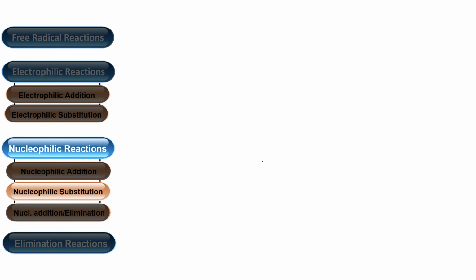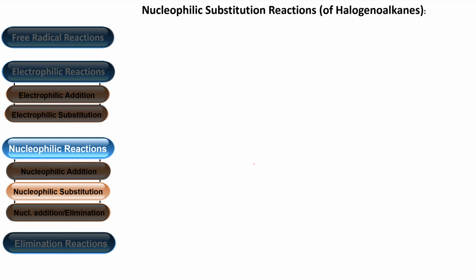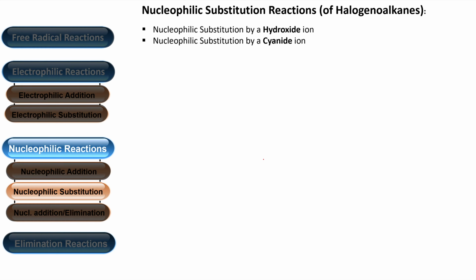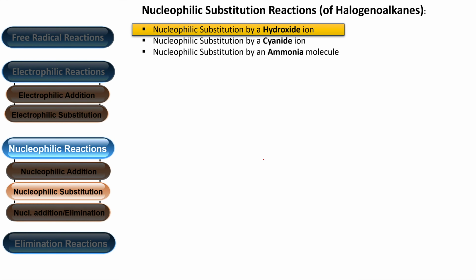Now we move on to the nucleophilic substitution reactions, and we will look at the nucleophilic substitution reactions of halogenoalkanes. We will look at 3 different examples: nucleophilic substitution by hydroxide ion, the second would be nucleophilic substitution by cyanide ion, and finally nucleophilic substitution by an ammonia molecule. So let's start with the nucleophilic substitution by hydroxide ion.